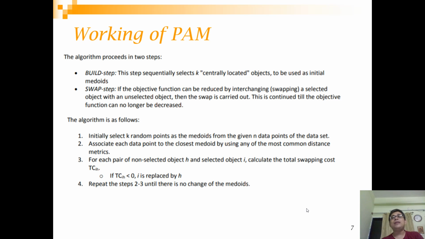So let's look at the algorithm and then we will discuss the quality of the cluster. Let's say we initially select k random points, and then we associate each data point to the closest medoid by using any of the common distance metrics. So these are your clusters. Now for each pair of a non-selected object H, which comes from those which are not medoids, and a selected object I, which comes from the medoids, you calculate the total swapping cost. Swapping cost means: is your cluster quality getting better by this swap? And you repeat the step until there is no change of the medoid.